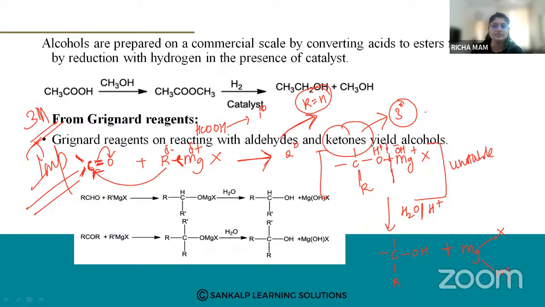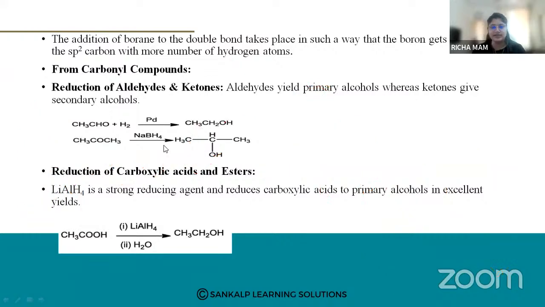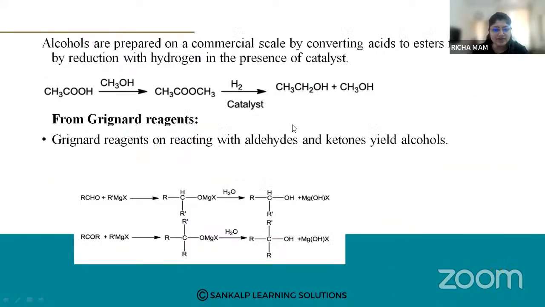Again, in the next class, I'll discuss the Grignard reaction. Remember, we have seen 4 reactions. First is acid catalyzed hydration. Second was hydroboration oxidation, that is, 2 preparations of alcohol from alkenes. Then from carbonyl compounds, we have seen 2 preparations. One was by reduction of aldehydes and ketones, and second was the reduction of carboxylic acid. Is it clear? Grignard reagent I've discussed in general, and tomorrow's class I'll discuss it again.